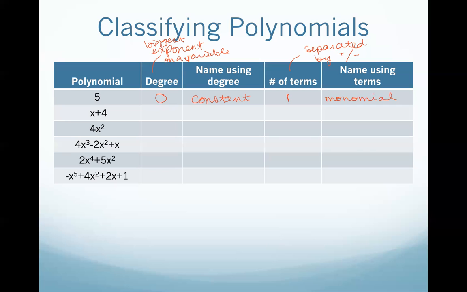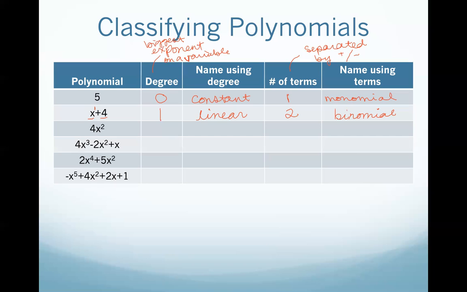Okay, our second polynomial here, we have x plus 4. Degree, what is the exponent on my variable? Well, my variable doesn't have an exponent. That means it's an invisible 1, right? Everything is raised to the first power. So our degree here is 1. This is linear, like the equation of a line. How many terms are there? Well, there's x plus 4. So there are 2 terms here. If there are 2 terms, we call this a binomial. Bi, like bicycle, means 2.